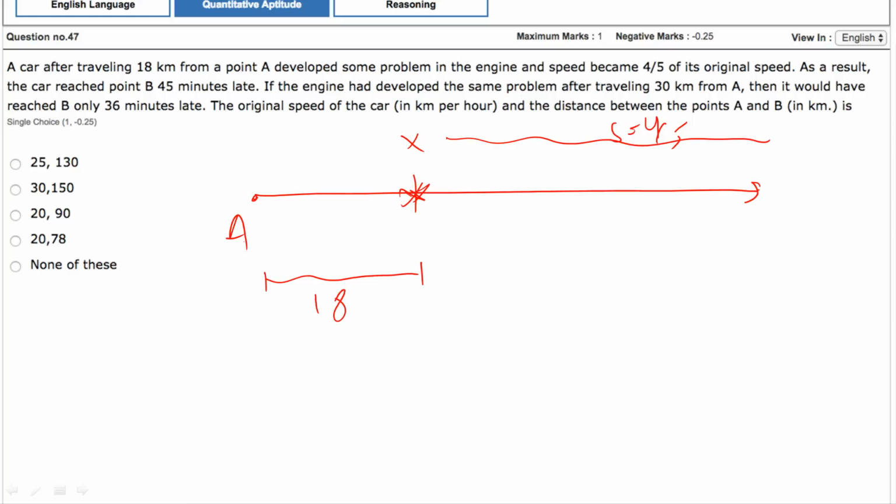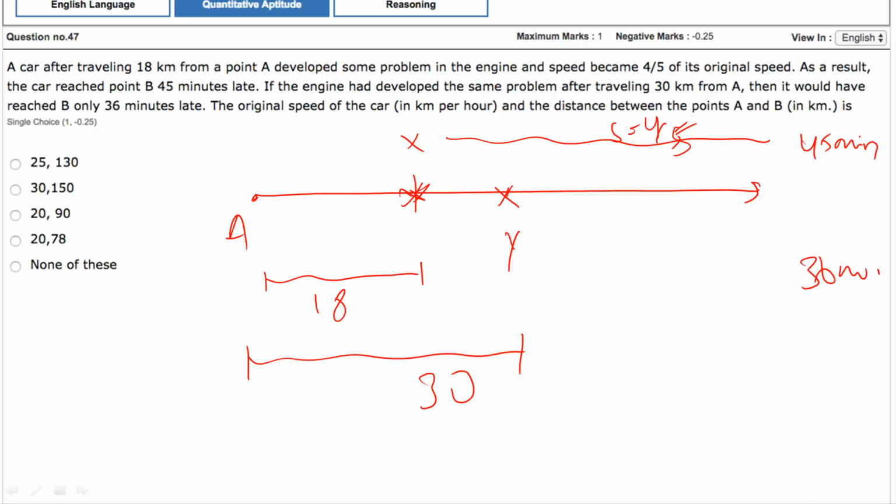As a result, the car reaches 45 minutes late. So because of the decreased speed, it is reaching 45 minutes late. Now, had the same problem arrived at some other point Y, which is 30 kilometers from A, then it would have reached 36 minutes late. So what does this imply? Just think, this is the question. The original speed of the car is what we want, and the distance between point A and B is what we are supposed to calculate.